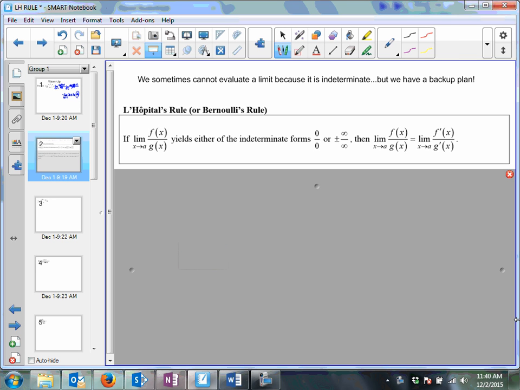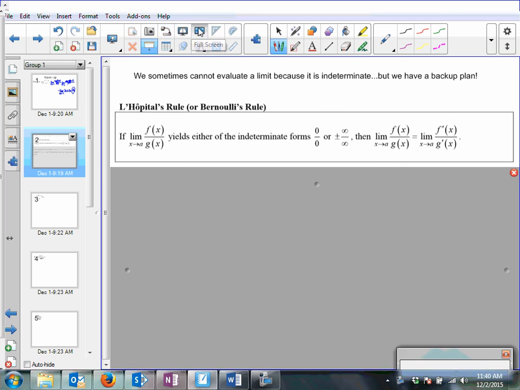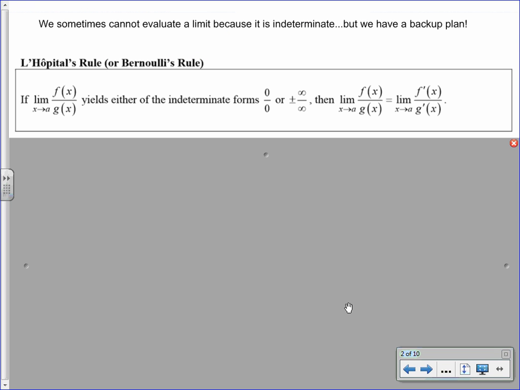If it is still an indeterminate form, you can apply L'Hopital's rule again. Does that answer your question? But it has to be indeterminate. This only works if you try to evaluate your limit and it's 0 over 0 or plus or minus infinity over infinity. It's the only time we can use this.